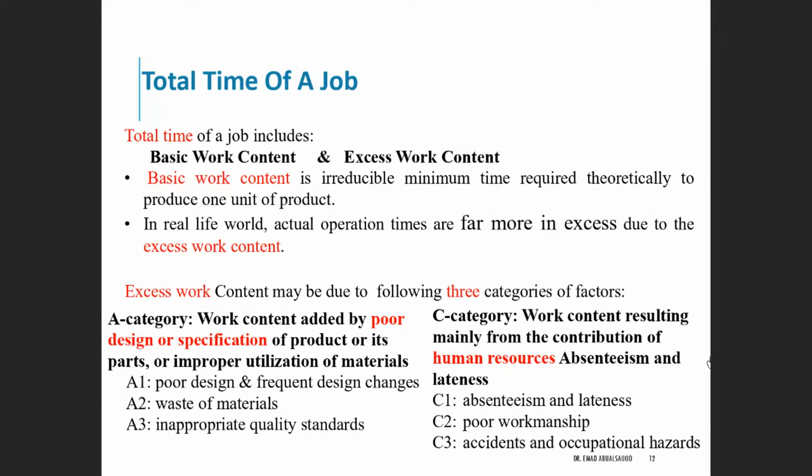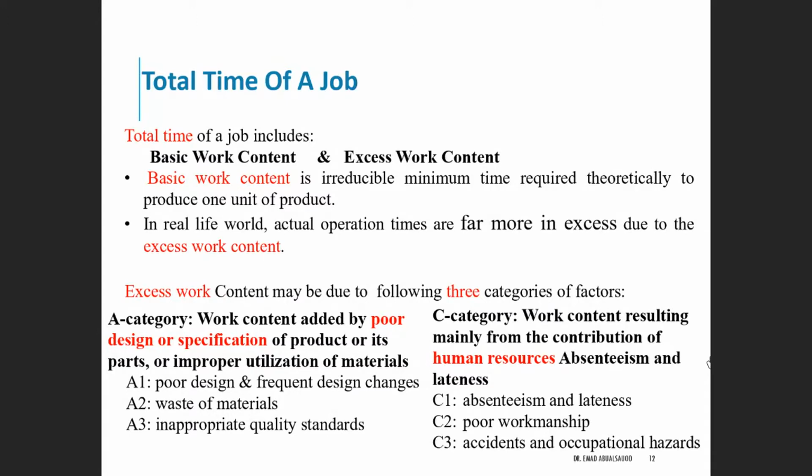a job. If you have a task in manufacturing or industry, and that task requires a specific time, or you have a job that contains subtasks or a sequence of tasks, and each task has a specified or standard time, how do you calculate the total time for that job?